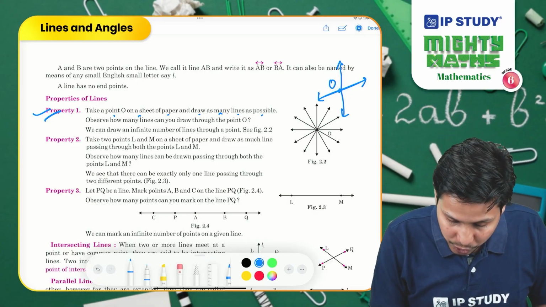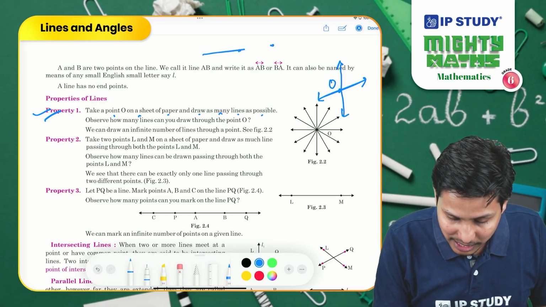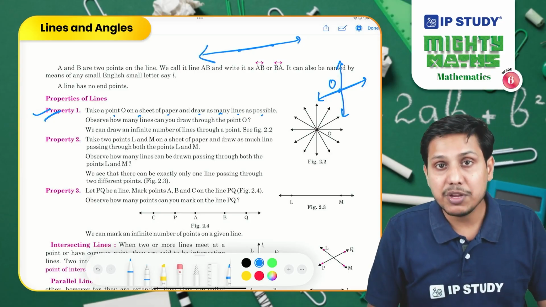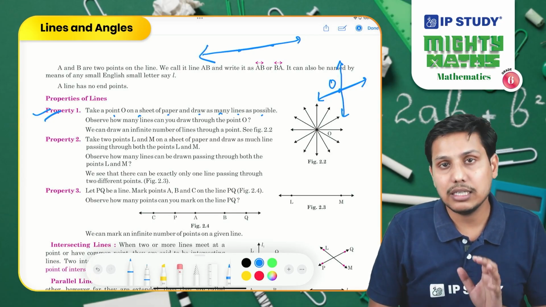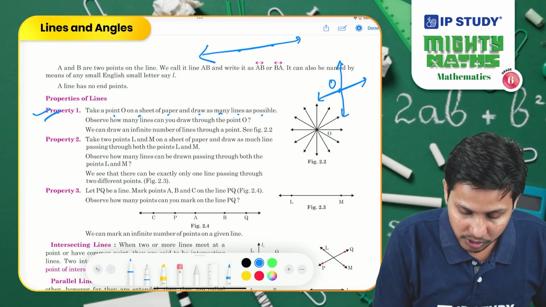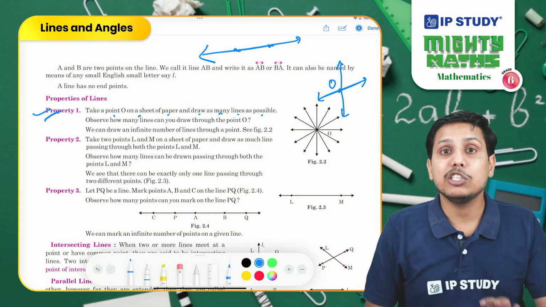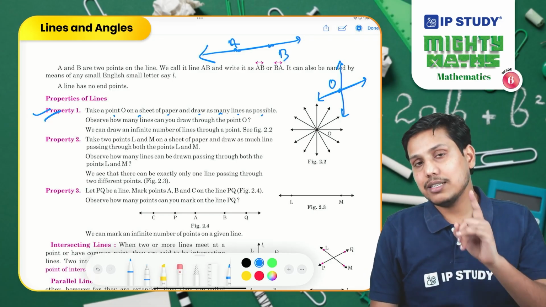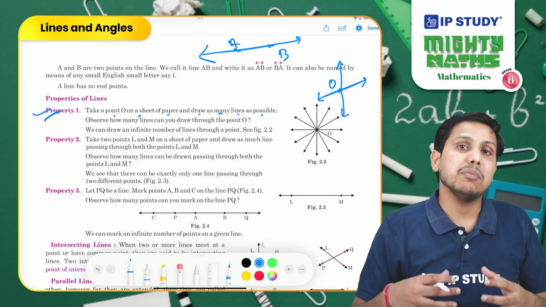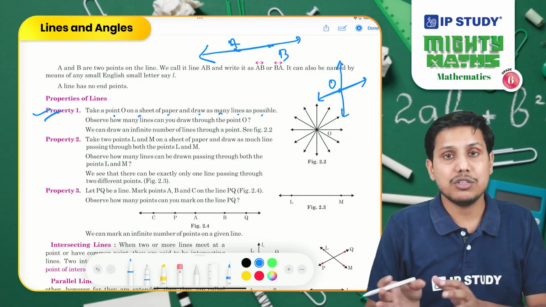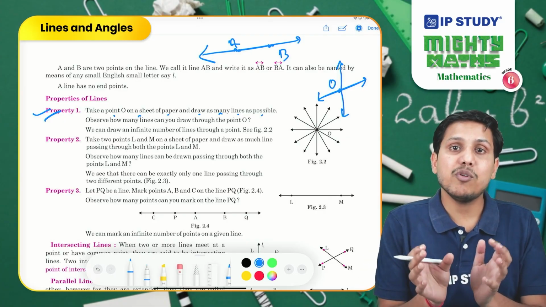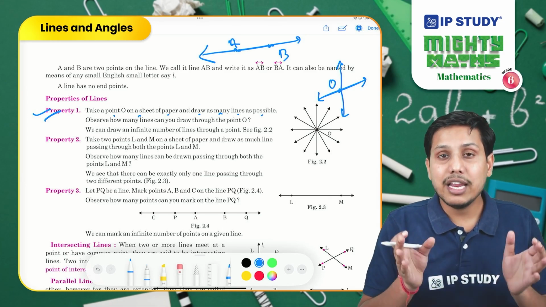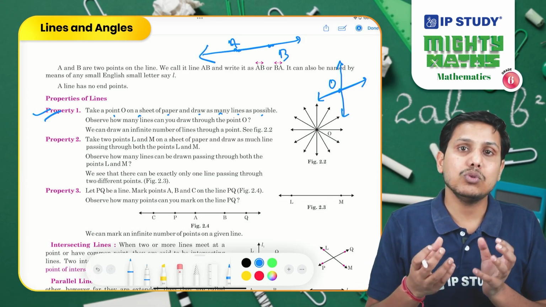If we have 2 points, then only a single line can pass. There will be no other line other than the line that we have drawn that will be passing through these 2 points A and B. So if there is a single point, then multiple or infinite lines can pass through it. But if there are 2 points, then a single, unique line will pass through those 2 points.